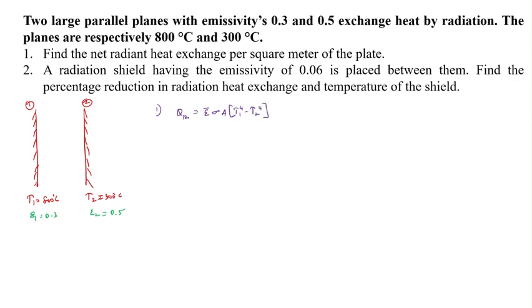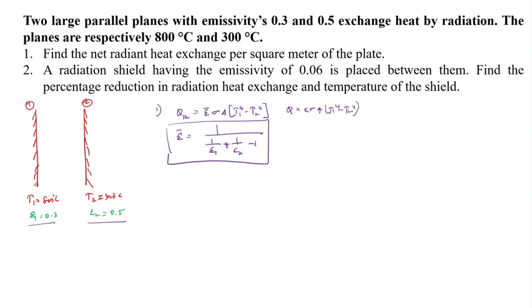This formula is derived from the Stefan-Boltzmann law, where Q is equal to epsilon sigma A into T1 to the power 4 minus T2 to the power 4. Here we are using heat exchange between two plates having two different emissivities. That's why we are using epsilon bar. So write the formula for epsilon bar. Epsilon bar is equal to 1 divided by 1 by epsilon 1 plus 1 by epsilon 2 minus 1. This is a standard formula to find epsilon bar.